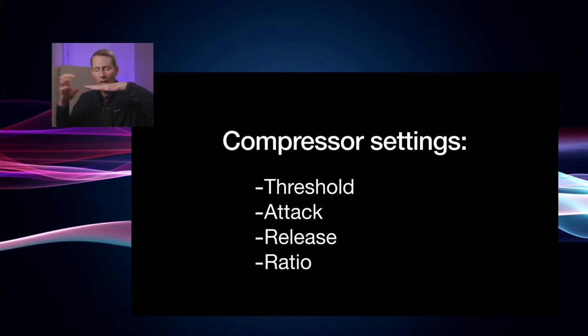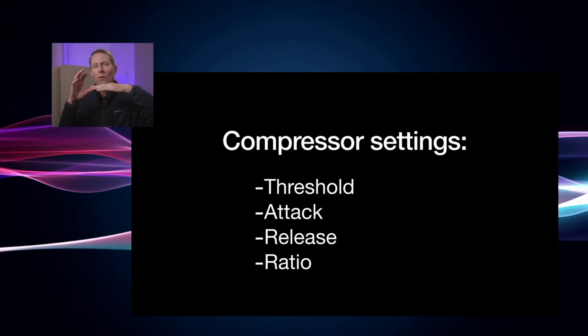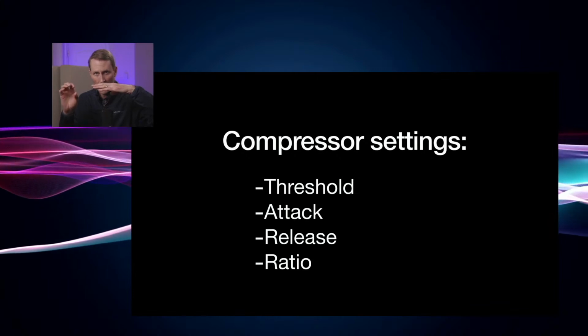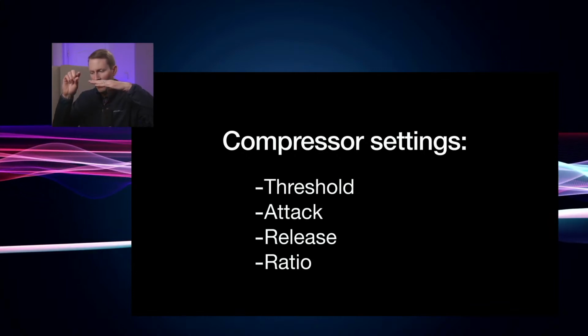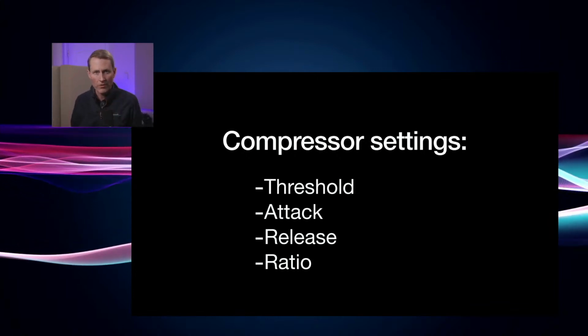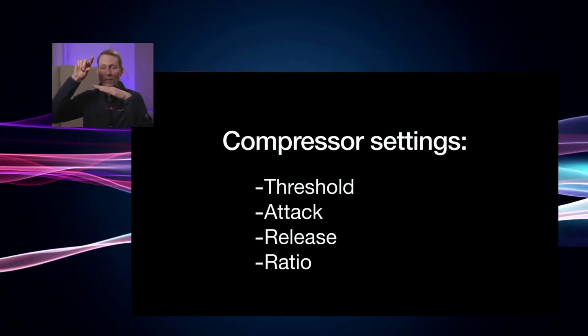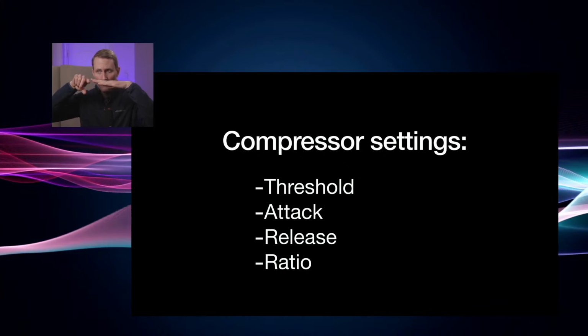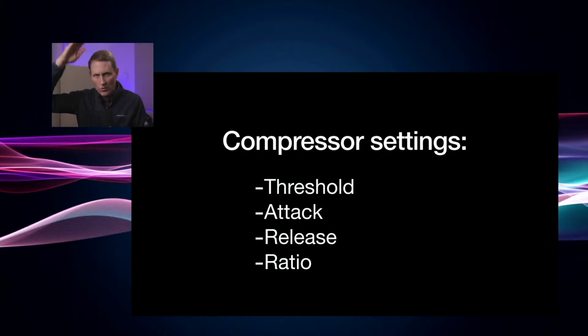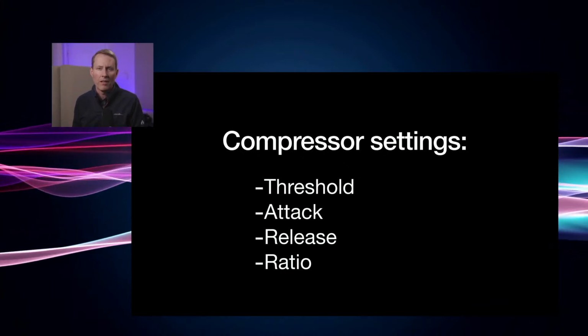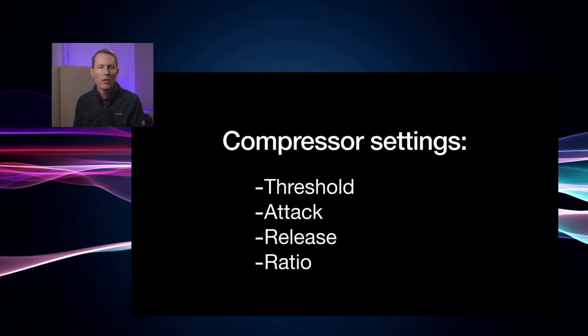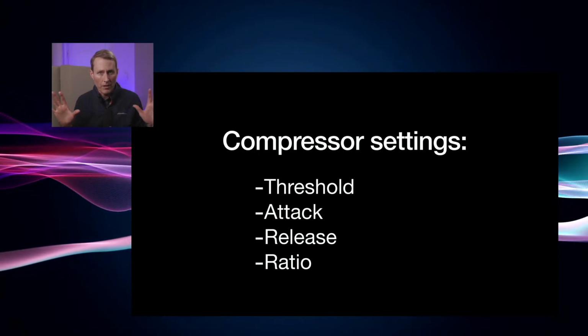The attack is how quickly it starts doing it. The release is how quickly it lets go of the compression once the amplitude goes back down below the threshold. And the ratio is how much compression it does. When the audio goes above the threshold, how much does it squash the waveform down? Say, for example, a 1-to-1 ratio does none. It doesn't do any compression.